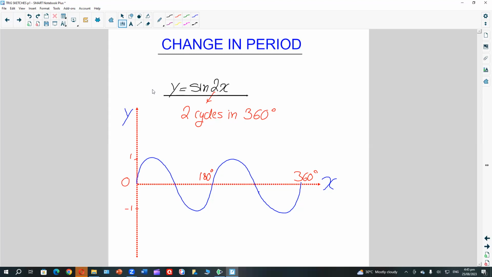Y is equal to sine 2x. Look at this arrow. The 2 written with x means 2 cycles in 360 degrees. What does 2 mean here? 2 cycles in 360 degrees. You have to copy this screen now.